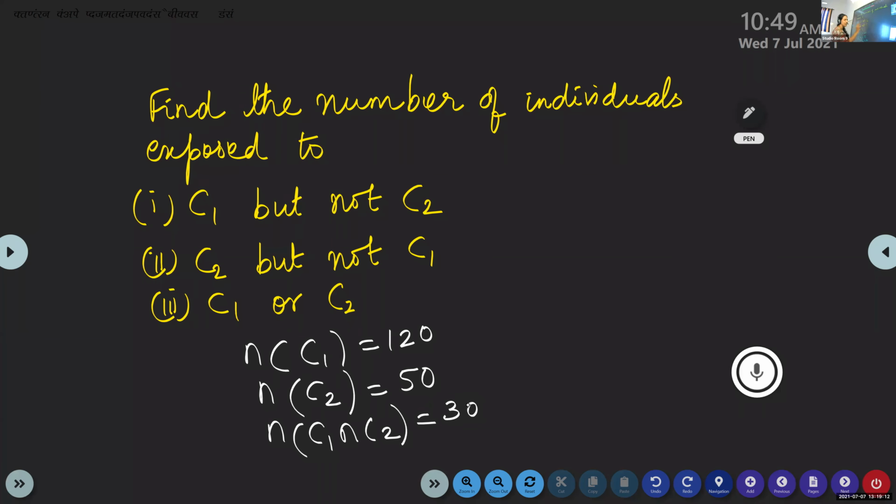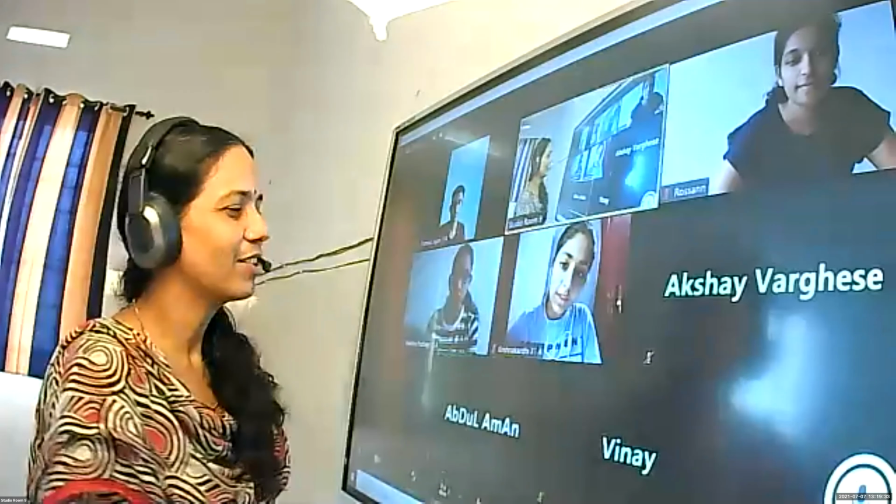They should be in C1 but not in C2. That means yes. Who is ready? Yes, Krishna Gandhi. C1 but not C2. That means A minus B. Very good. Who is giving the answer? Aman. Very good, Abdul Aman.